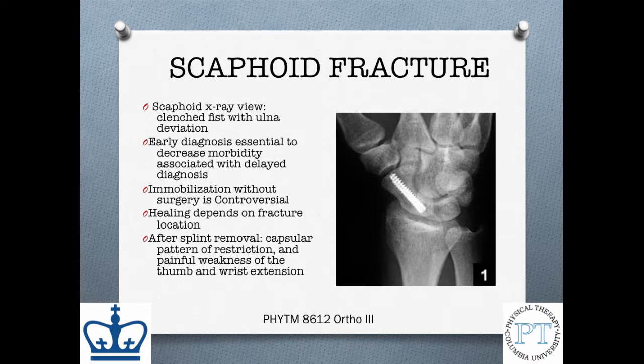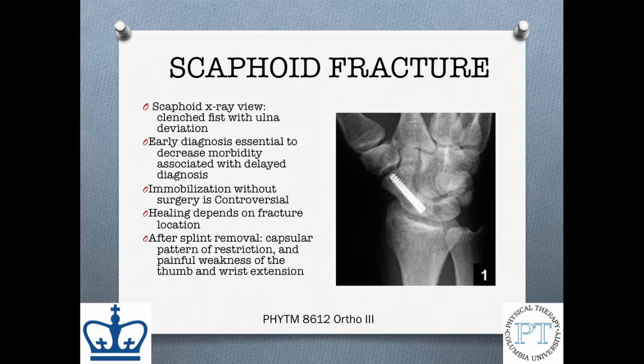And when this patient has plain films, the scaphoid x-ray view is when the patient's fist is clenched and slightly ulnar deviated. And it is very important to diagnose a scaphoid fracture early because early diagnosis is essential to decrease the morbidity associated with delayed diagnosis. Immobilization without surgery is controversial, and the healing depends on where within the scaphoid that it's fractured.